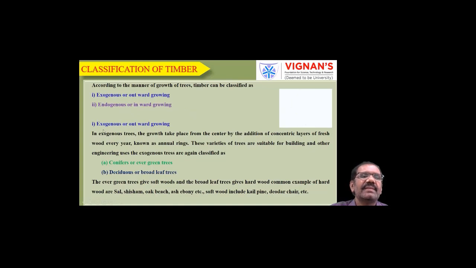So based on the exogenous or outward growing, we have again two types, that is conifers or evergreen trees, and deciduous or broad leaf trees. So I think somewhere else you might have seen this kind of trees. Okay, we see again, in exogenous trees, the growth takes place from the center by adding concentric layers of fresh wood every year, known as annual rings.